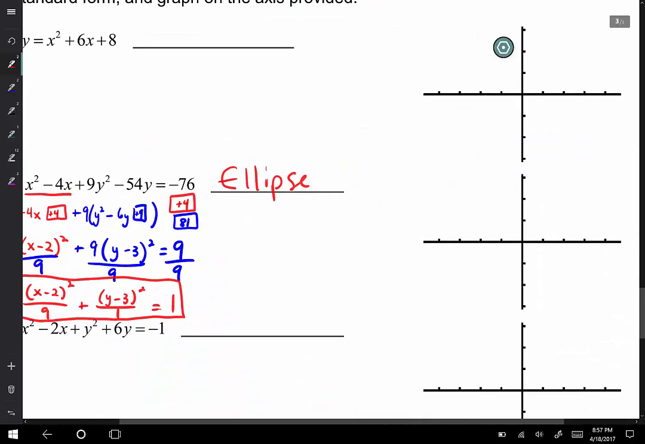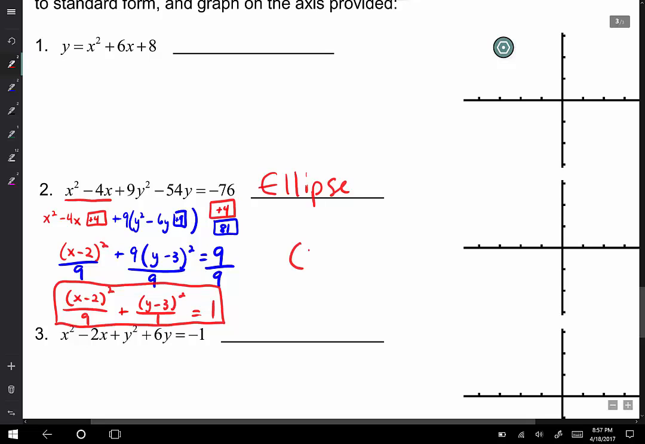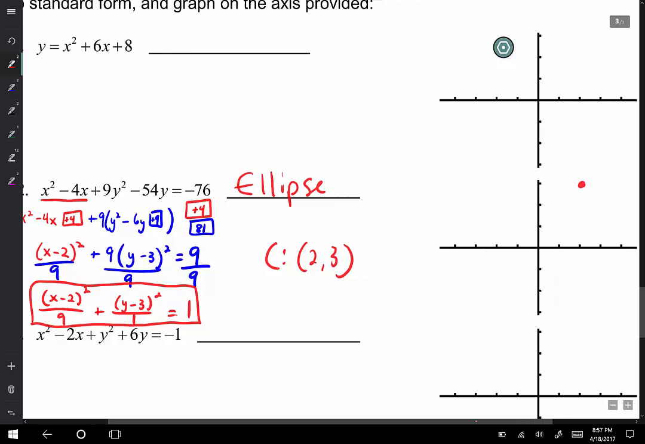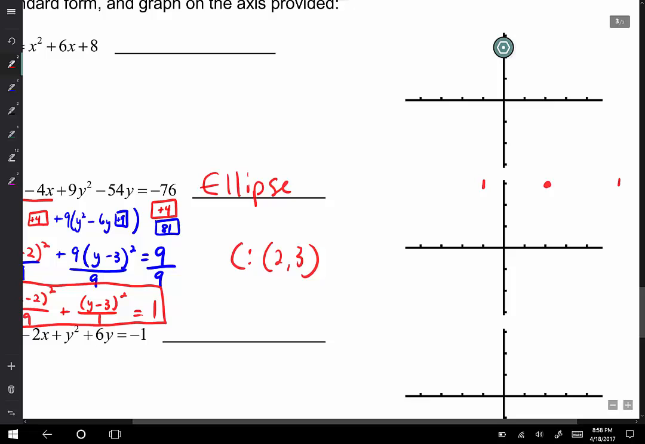Okay? Our center is at 2, 3. Boom. It's going to go off our graph. This is going to be tricky. Our x-axis is a 9, which means 3. So that means the ellipse is longer than it is tall. It's 3 tick marks long. So 1, 2, 3 to the left, and 1, 2, 3 to the right.